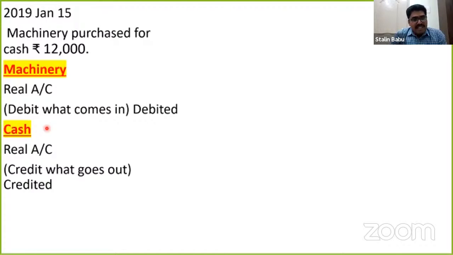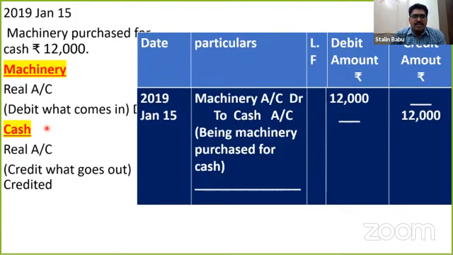Here, machinery is coming into the business, cash is going out of the business. So the entry is machinery account debit to cash account. What is the date of the transaction? January 15. Entry is machinery account debit to cash account. What is the amount? 12,000.